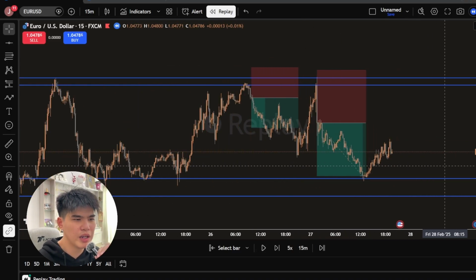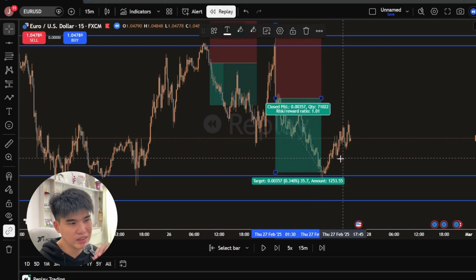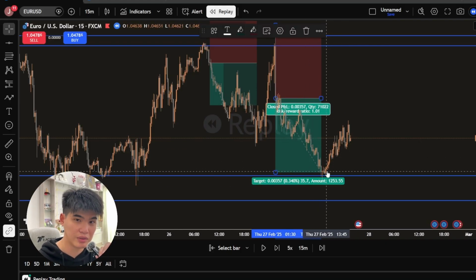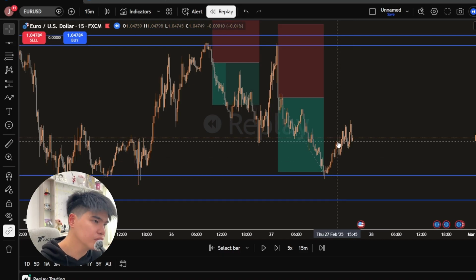Okay, so bear in mind, right? After we ended a trade here, technically the price is at our support level, correct? And when it reaches the support level, can we do a buy? Yes, we can. Okay, so here's the thing.